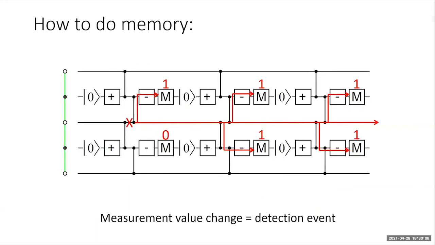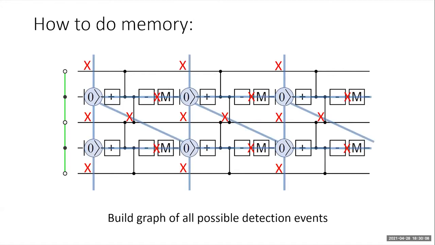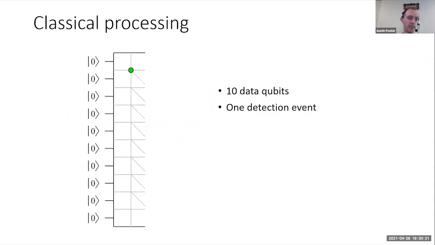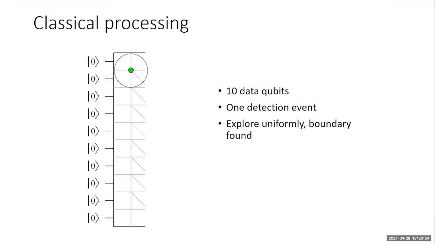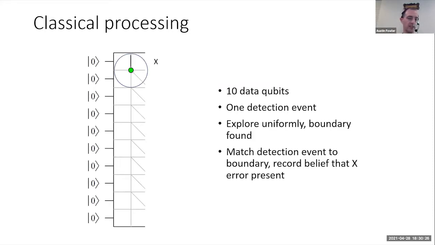I'll read both, they're related. What happens to the detection events at the boundary? And then a finer question: why wasn't there enough information the first time boundary in this example? Okay, so here is an example of a detection event at the boundary. We explore, we hit the boundary, we match it to the boundary. Given this is the single isolated detection event we have at the moment, our most likely belief of what error generated it is an X error on this qubit.